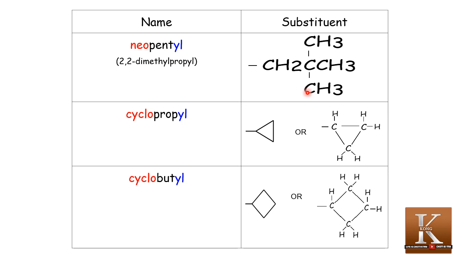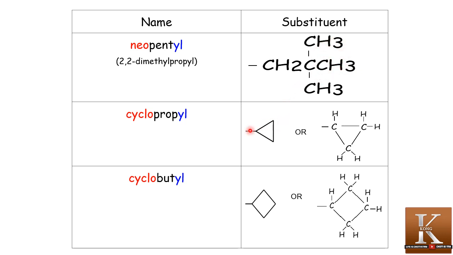We call it 2,2-dimethylpropyl. This one is position 1, position 2, so 2,2-dimethyl, and then the straight chain propyl. That's why 2,2-dimethylpropyl, or neopentyl, is also acceptable.